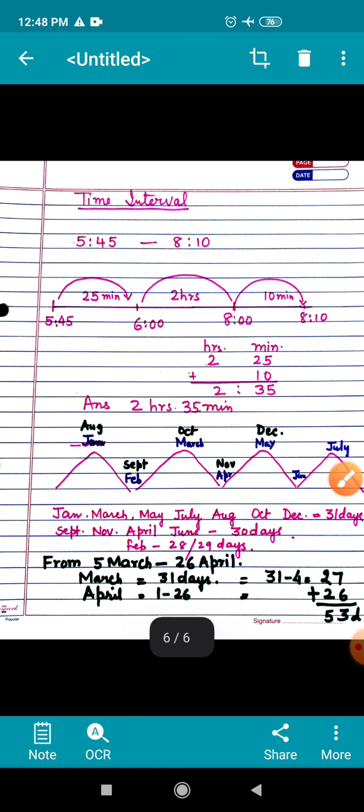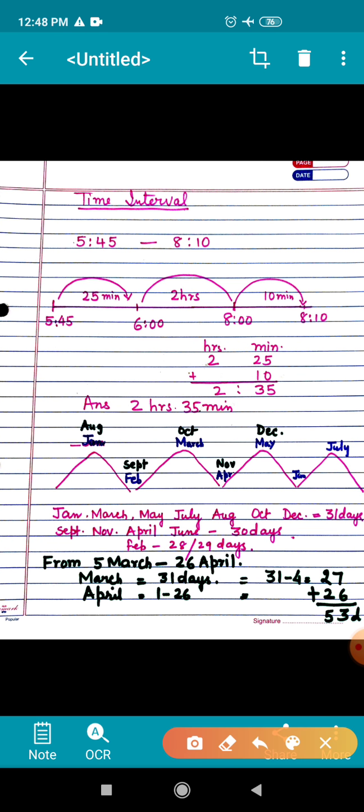Now children, let us know how can we calculate time interval. Children, time interval is the time between starting time and ending time. Suppose here is an example, you have to find the time interval between 5:45 to 8:10. So what you will do? You will separate hours and minutes.